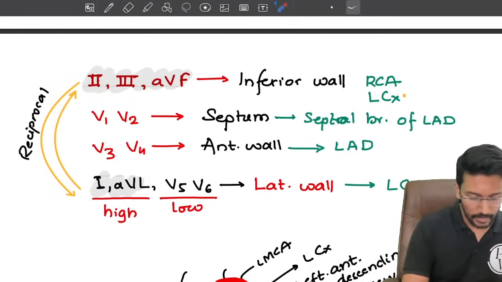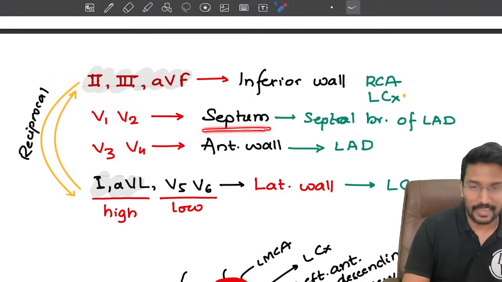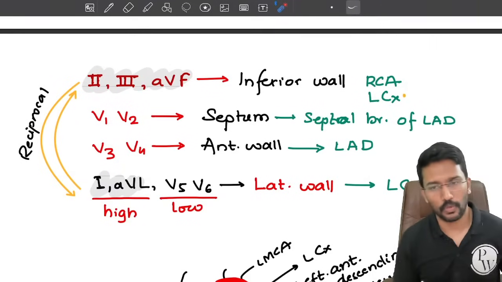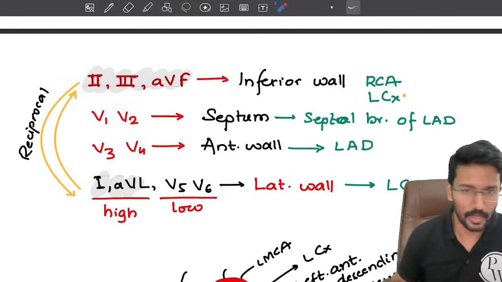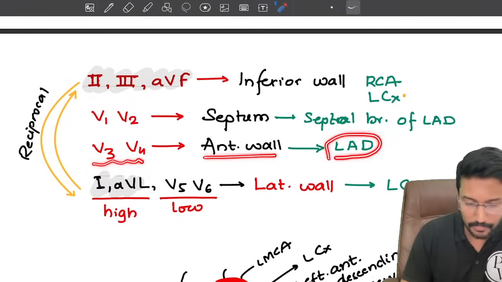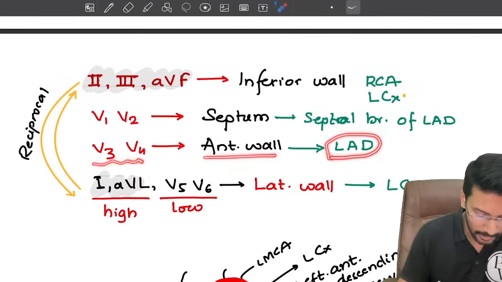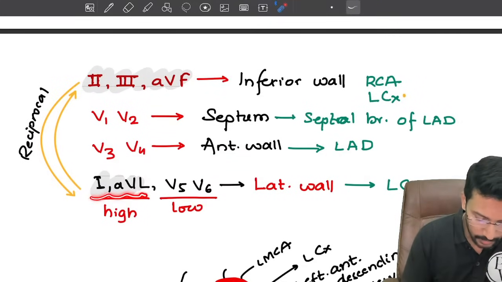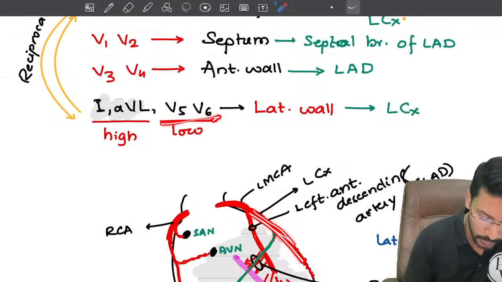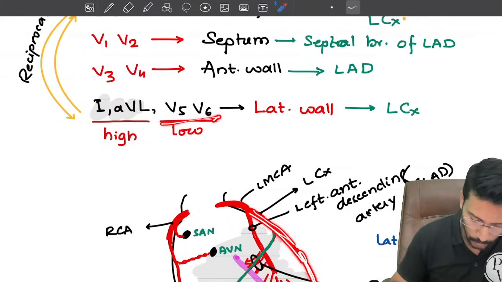Okay. Next, leads V1 and V2 represent our interventricular septum. Primarily it is supplied by septal branches of the LAD. Yes, there is also a slight supply from the RCA. Then V3 and V4 represent the anterior wall, and the anterior wall is supplied by the left anterior descending artery. And last, AVL represents the higher portion of the lateral wall, and V5, V6 represent the lower portion of the lateral wall.